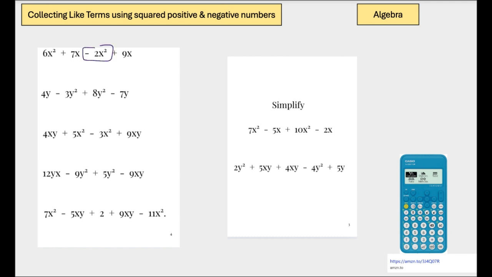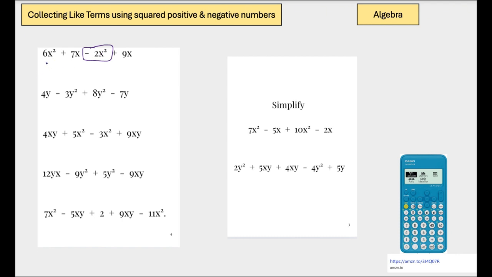2x squared. And if you know by watching my videos, you will know by now that whatever is attached to this letter here stays with it. So that plus is stuck to that 7x. So that negative is stuck to that 2x squared. Okay, really important to know.